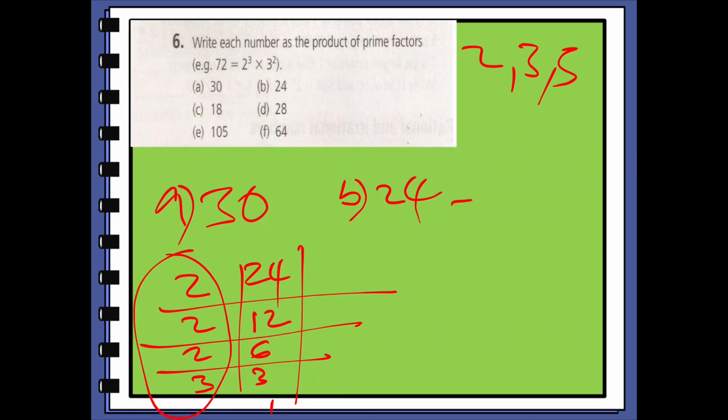3 sets of 2s is written as 2 power 3. Times which other number is there? A 3. So 2 power 3 times 3 is the product of prime factors for 24. So I leave C, D, E, F for you to think about and find.